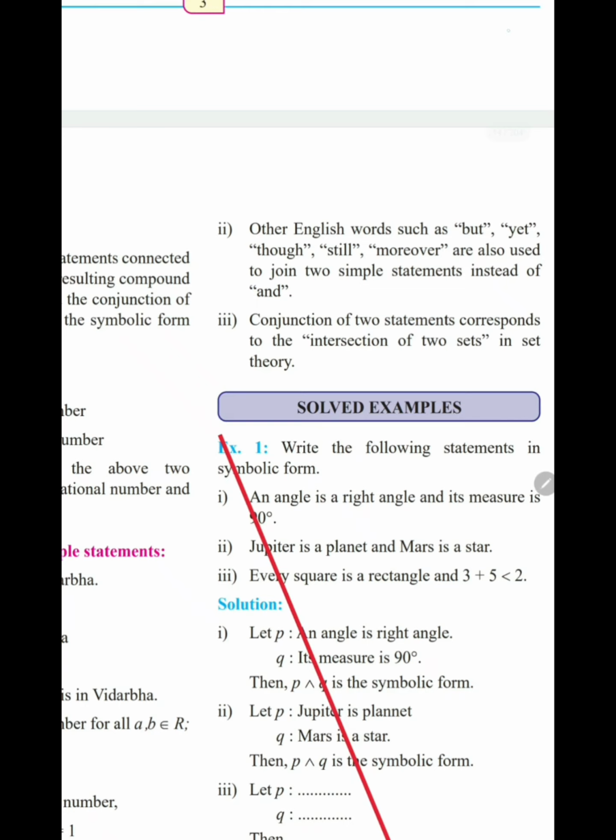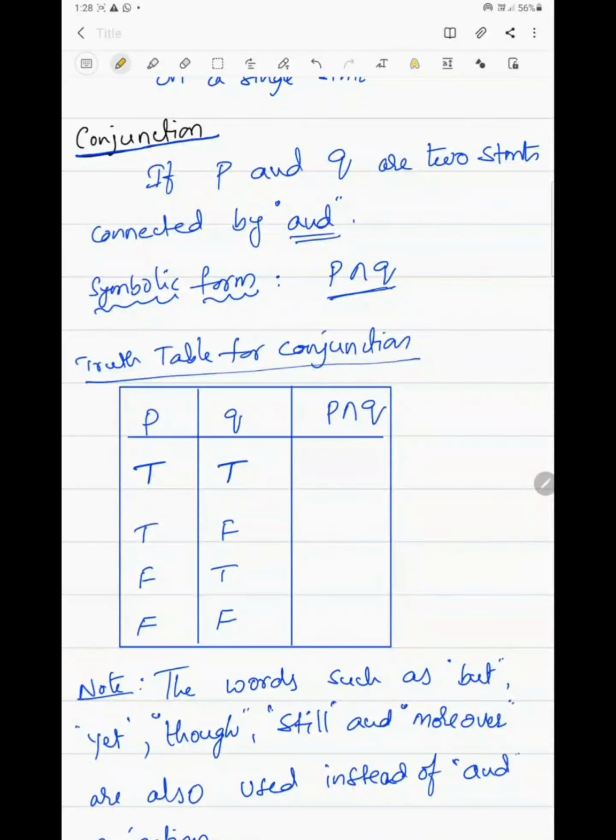Okay? Truth table for conjunction. We have two statements, right? One is P and one is Q. If we are tossing two coins, we have 4 outcomes. Like that, if we have two statements, we have 4 truth value combinations: TT, TF, FT, FF. Remember to always write like this only. Follow the same pattern, then there will be no confusion. First write TT, next TF, next FT, next FF.